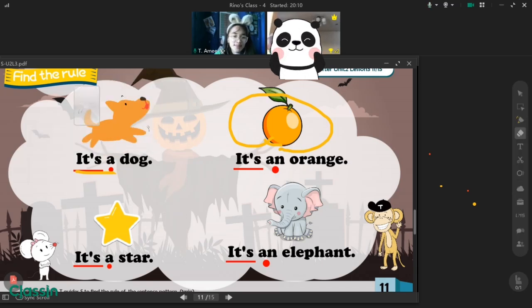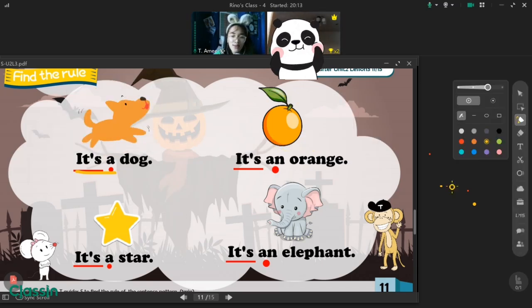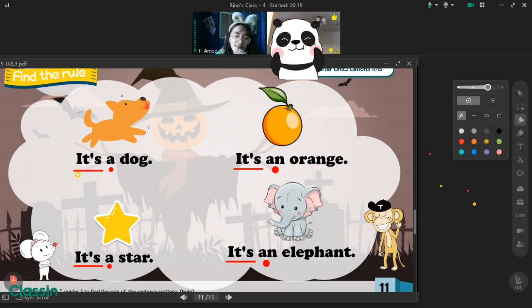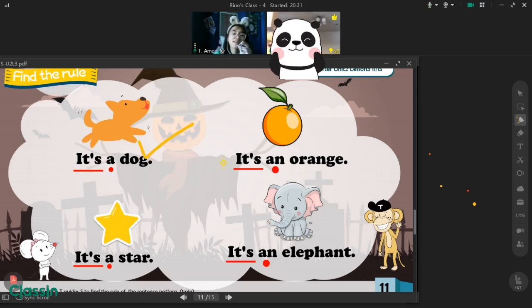Okay. Fantastic. Let's have the first one. It's a dog. Go. It's a dog. Yes. It's an orange. It's a star. Okay, next. It's an elephant. Yeah, it's an elephant.